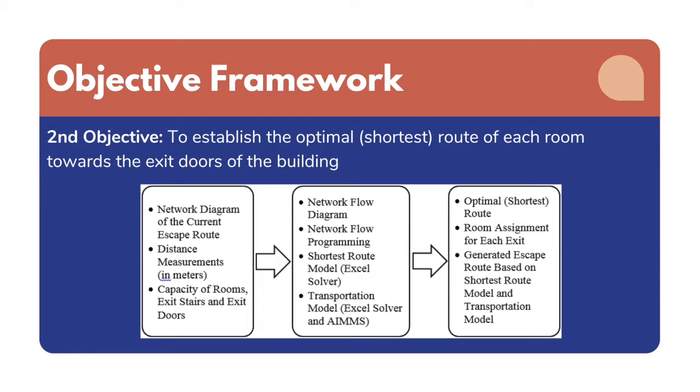With this model, an optimal route was generated for every room in the building using the Excel solver, considering only the distance. Then a transportation model was also formulated, whereas capacity of rooms, exit stairs, and exit doors were already considered as constraints, and it was solved by using Excel solver as well and AIMMS software. These models determine the room assignment for each exit together with the generated escape route floor layouts.